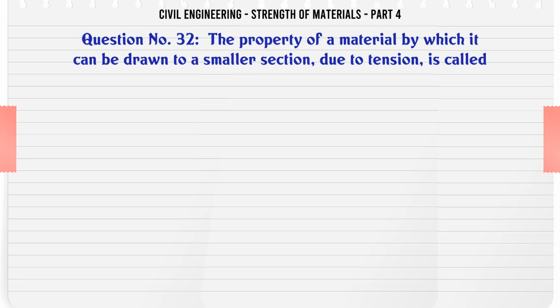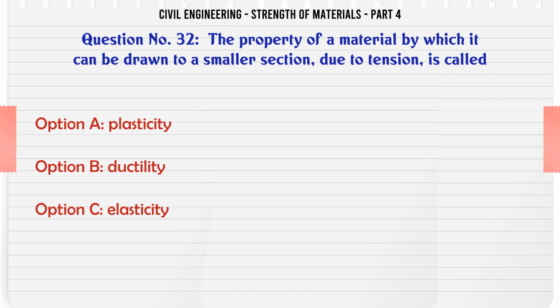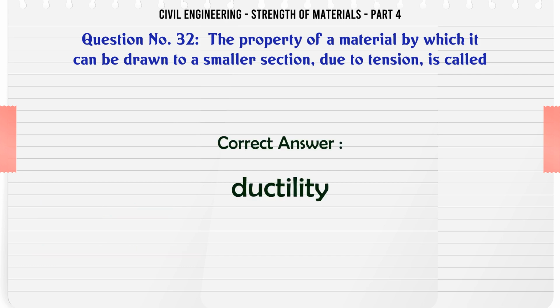The property of a material by which it can be drawn to a smaller section due to tension is called: A. plasticity, B. ductility, C. elasticity, D. malleability. The correct answer is ductility.